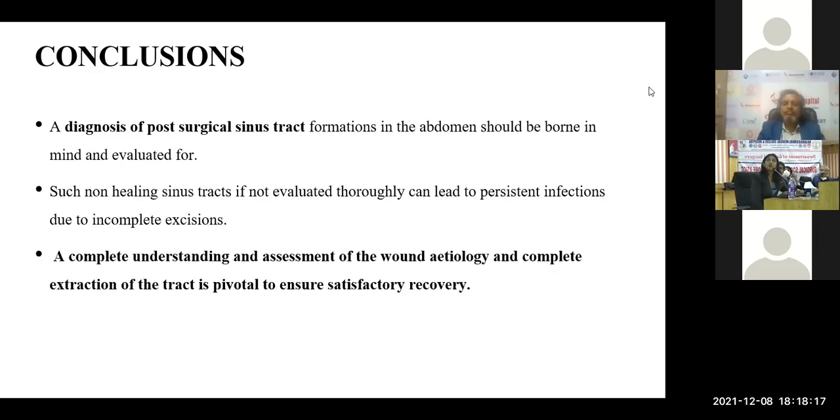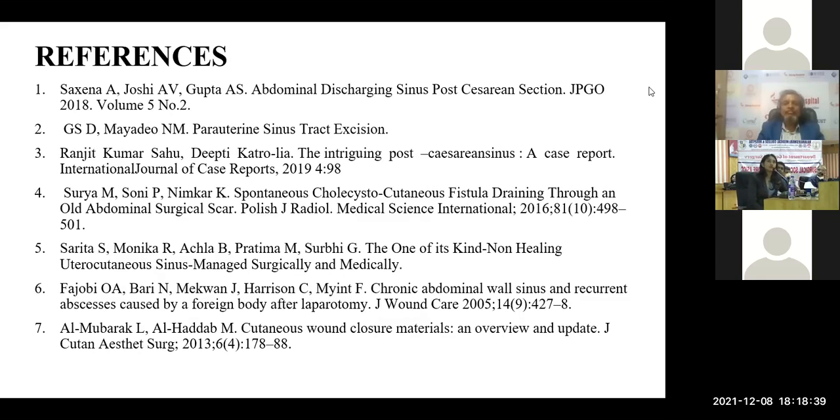In conclusion, a diagnosis of post-surgical sinus tract formations in the abdomen should be borne in mind and evaluated for. Such non-healing sinus tracts, if not evaluated thoroughly, can lead to persistent infections due to incomplete excisions. A complete understanding and assessment of wound etiology and complete extraction of tract is pivotal to ensure satisfactory recovery. Here are my references. Thank you. Questions from the judge?